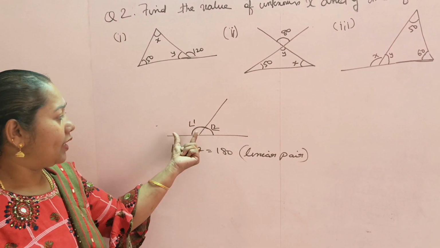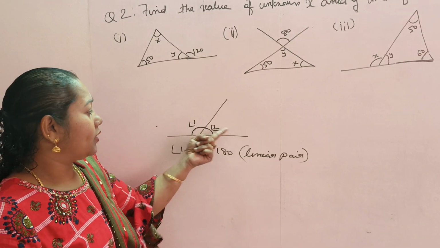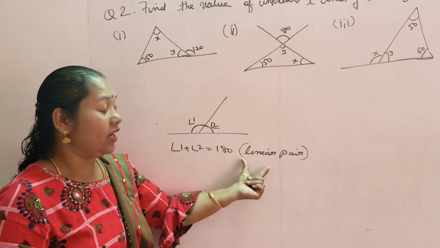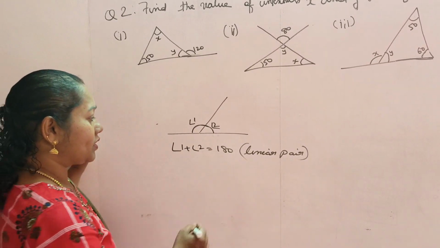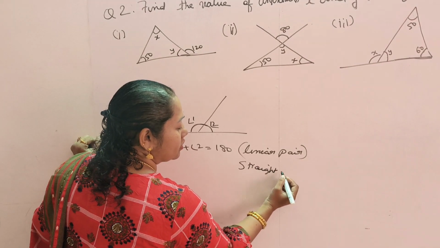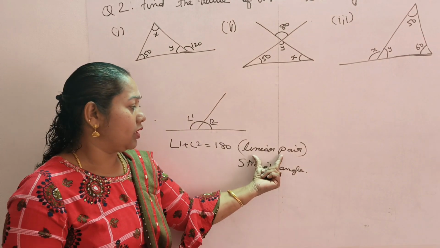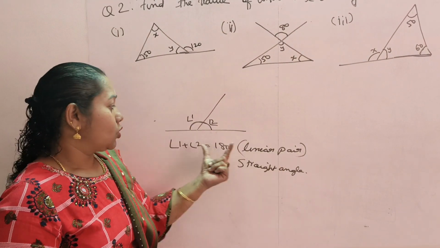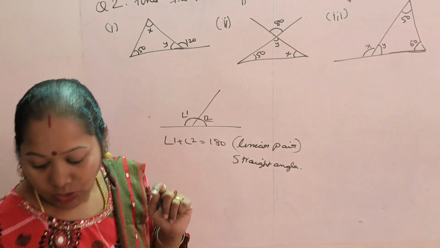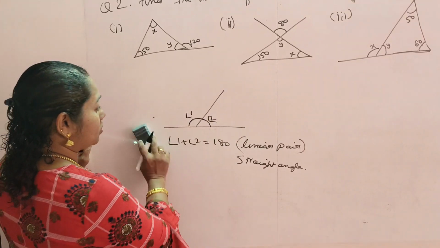If we add this angle 1 and angle 2, if it is a straight line, then the value will be 180 degrees. That is linear pair. Or you can also mention it as straight angle. But the commonly used term is linear pair. So angle 1 plus angle 2 is equal to 180 degrees, linear pair. So we will use all these properties in solving these questions.